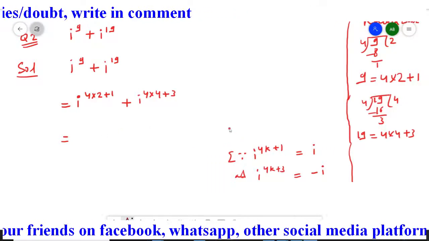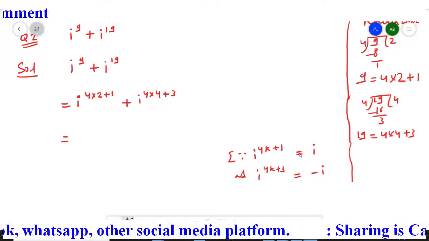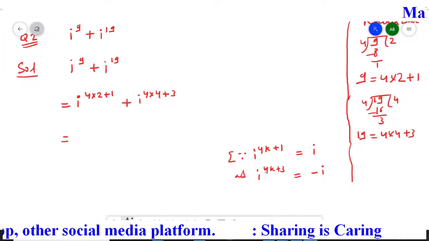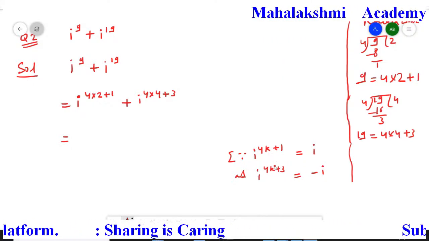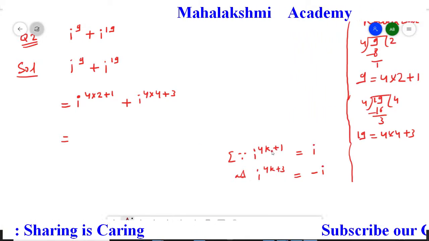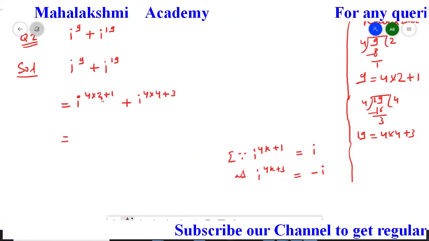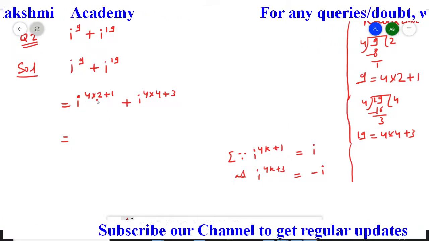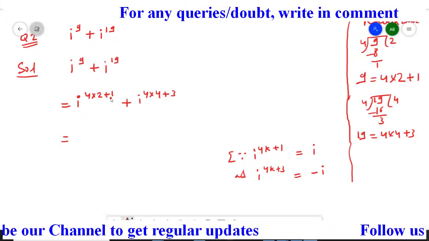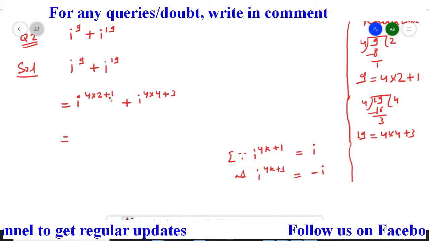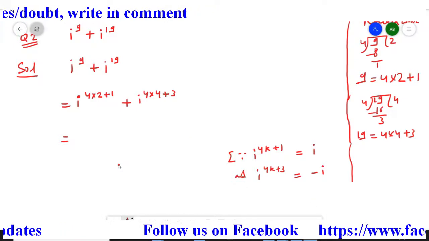Now this result, that is iota power 4k plus 1 is iota, and iota power 4k plus 3 is minus iota, does not depend on the values of k. Whatever the values of k, it is not going to affect your final result. So we do not have to think about whether 4 is multiplied by 2 or by 4. We only have to concentrate on what we are getting with the plus: plus 1, are you getting remainder as 1 or remainder as 3? Like that we have to select the answer.